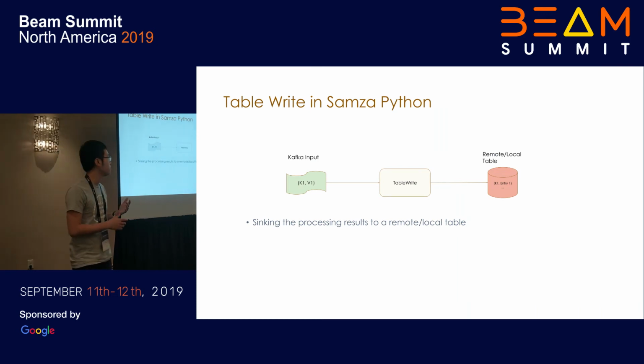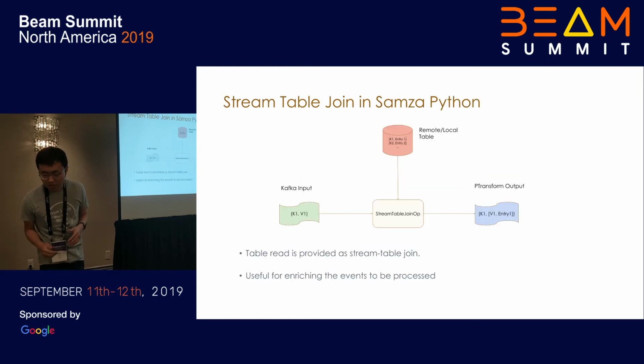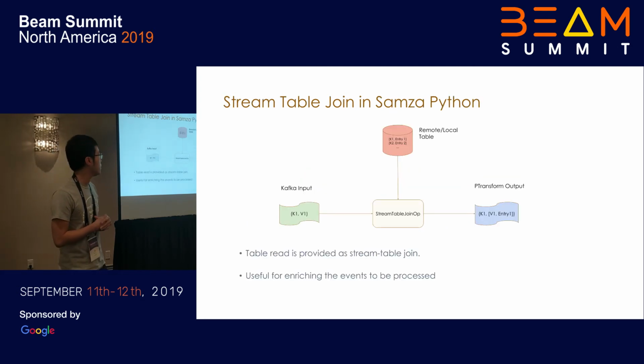As an example of using the table API for write, for the Kafka input that people get, after processing, they can just apply a table write PTransform. At the end, the results will be synced to a remote or local table. Probably more interesting is the table read case, where people can do a stream table join.